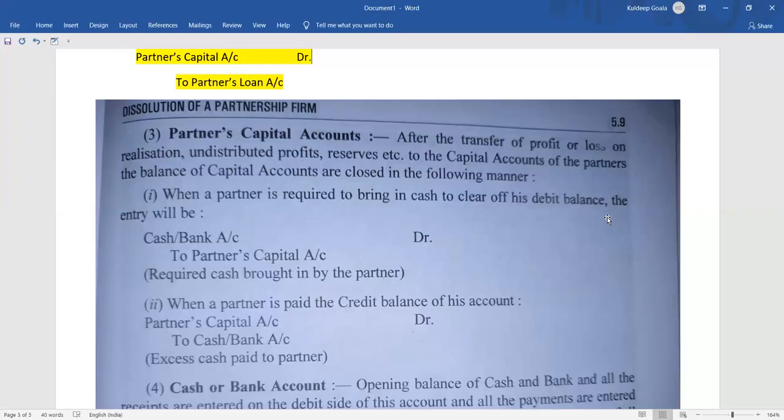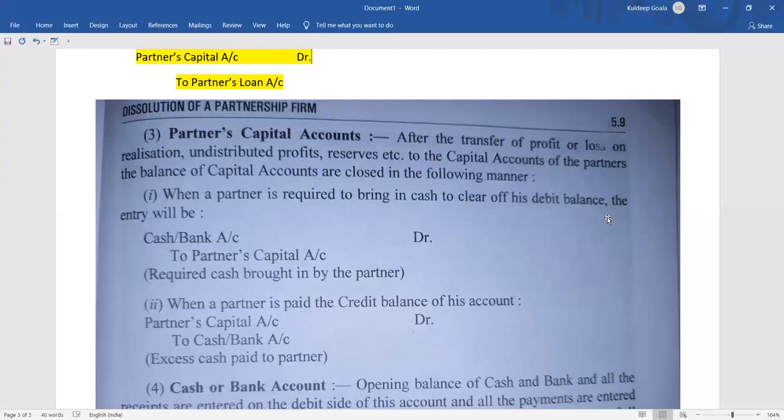So suppose the credit side is 15,000 and the debit side is 10,000. So 15,000 obviously is more. That means if the credit is more, the partner is having some amount of money in the firm. So what will happen? 15,000 minus 10,000, 5,000 rupees will be given to the partner.